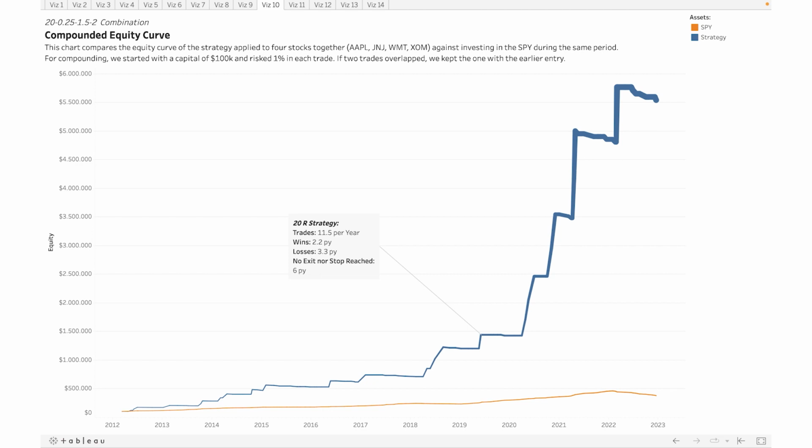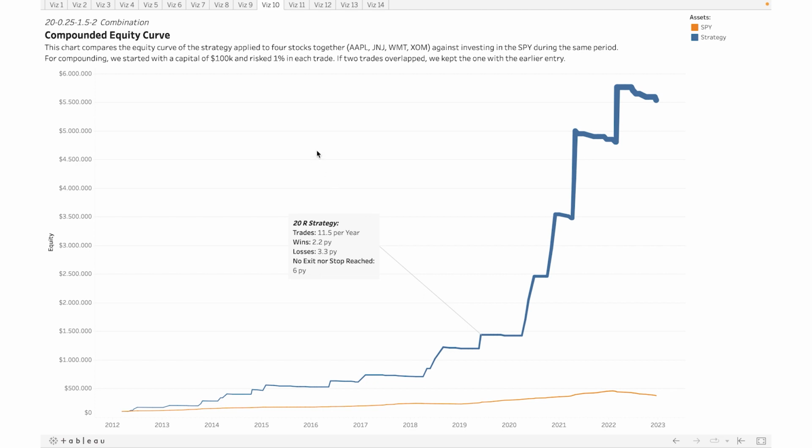Also, if you observe, this strategy applied to these stocks meant an average of 11 trades per year. That's around 77 days a year, which is obtained by multiplying 11 by 7 days, with your capital locked in a position. So there is room to add more stocks to the portfolio.